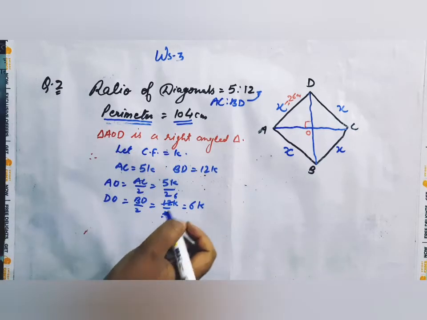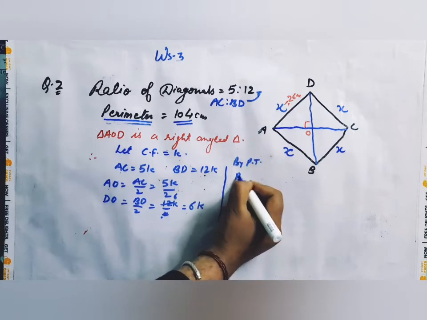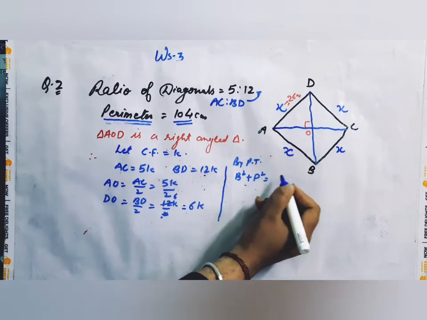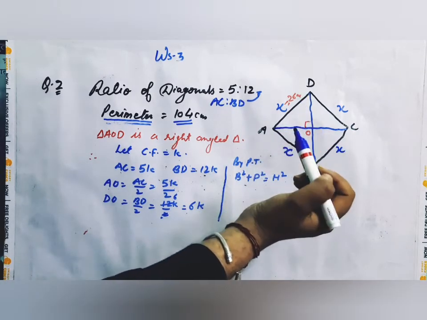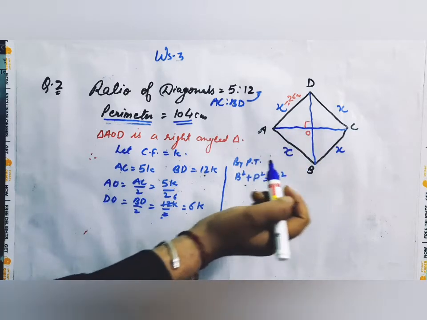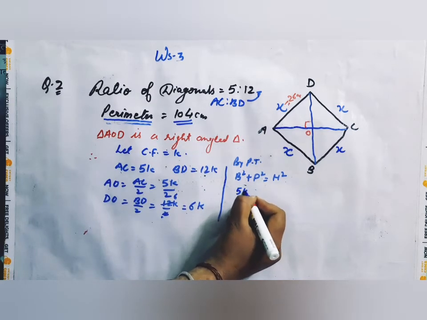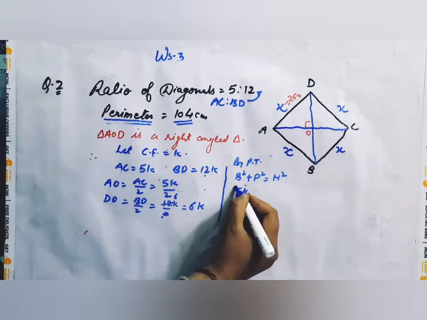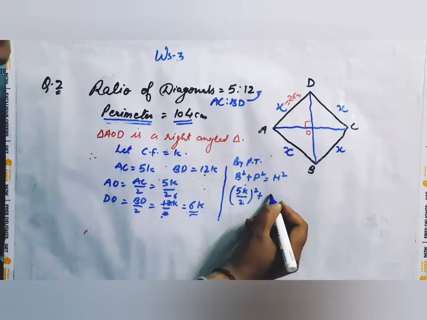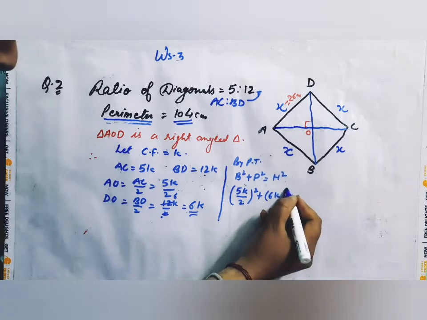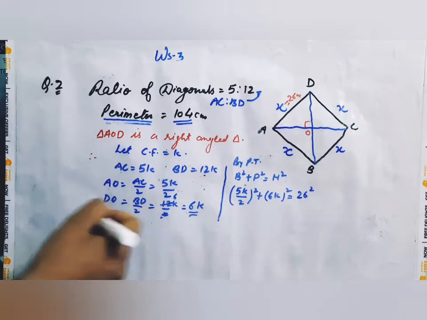Now use the Pythagoras theorem. We know that the Pythagoras theorem is base square plus perpendicular square is equal to hypotenuse square. Now see your triangle AOD. Here the base is AO, which is 5K upon 2. This is 5K upon 2 whole square plus perpendicular 6K square will be equal to the hypotenuse, which is 26, so 26 square.